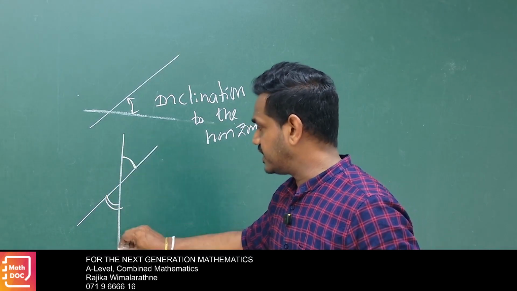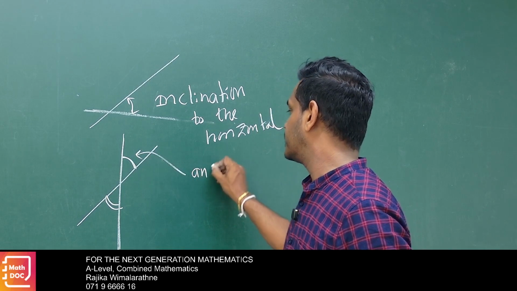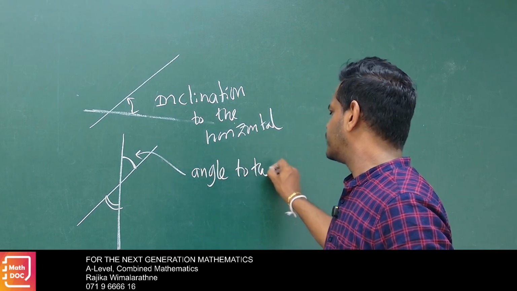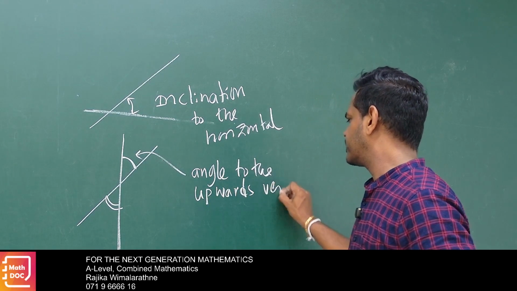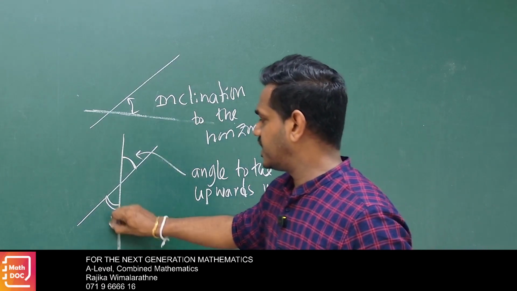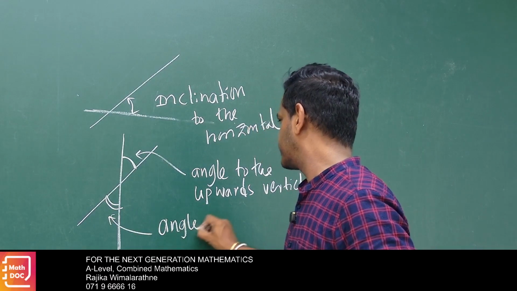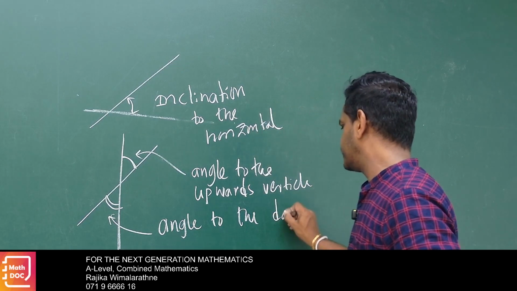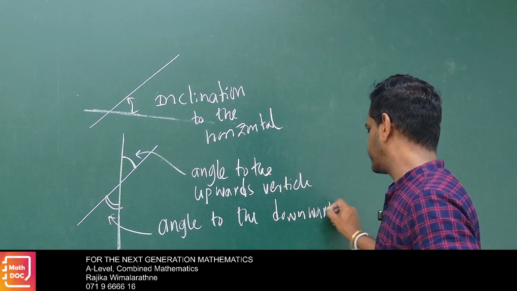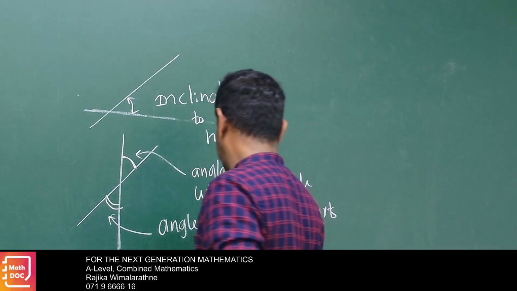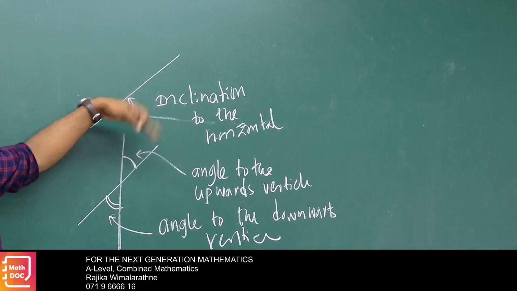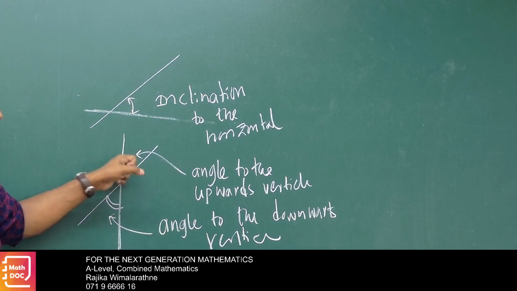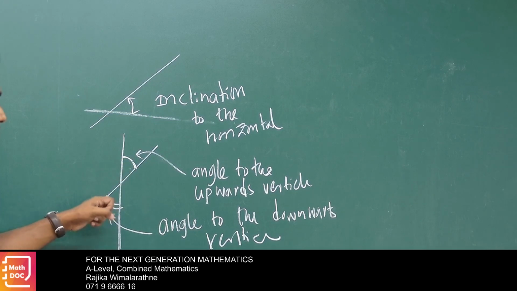Here is the vertical line. Angle to the upward vertical, and here this one angle to the downward vertical. Just write them. This is inclination to the horizontal, this one is called angle to the upward vertical, and this one angle to the downward vertical. Sketch it.